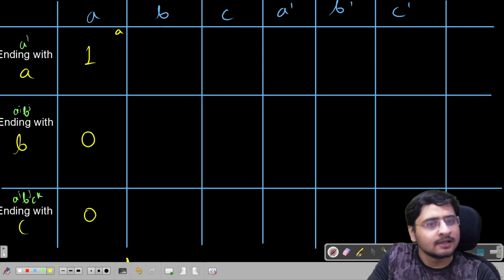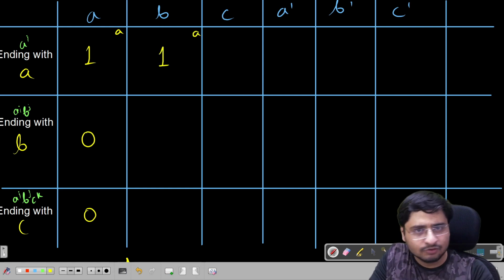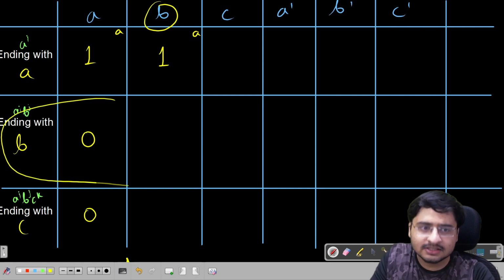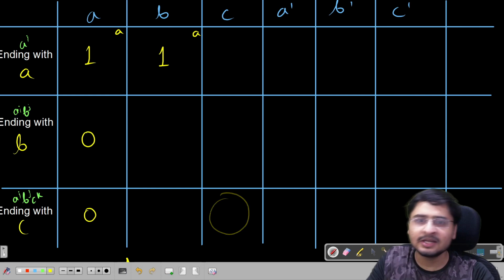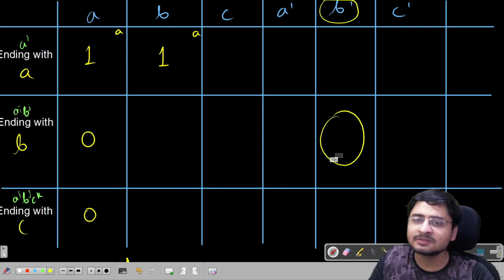B wants to enter. A's are going to be the same, as they are here. Since we are on a B, the change will be reflected here. If we are on a C, the change will be visible here. If we are on this B dash, the change will be visible here.